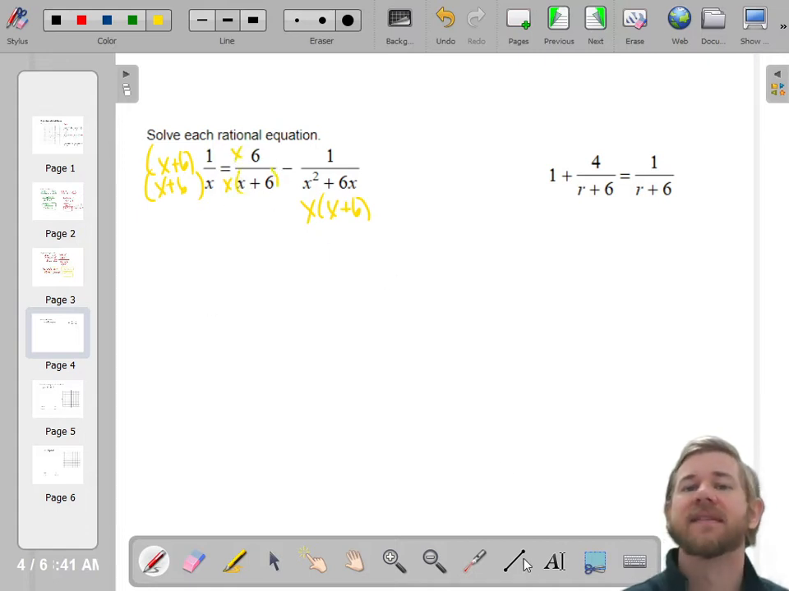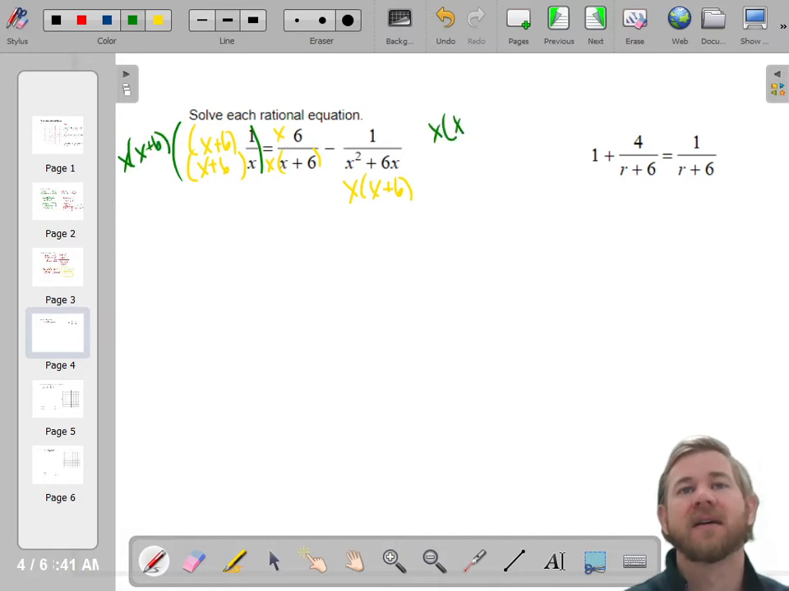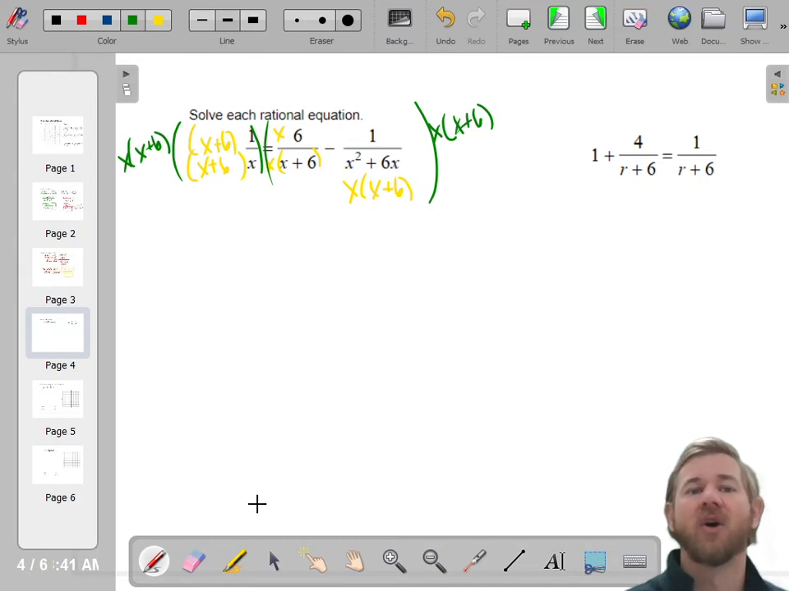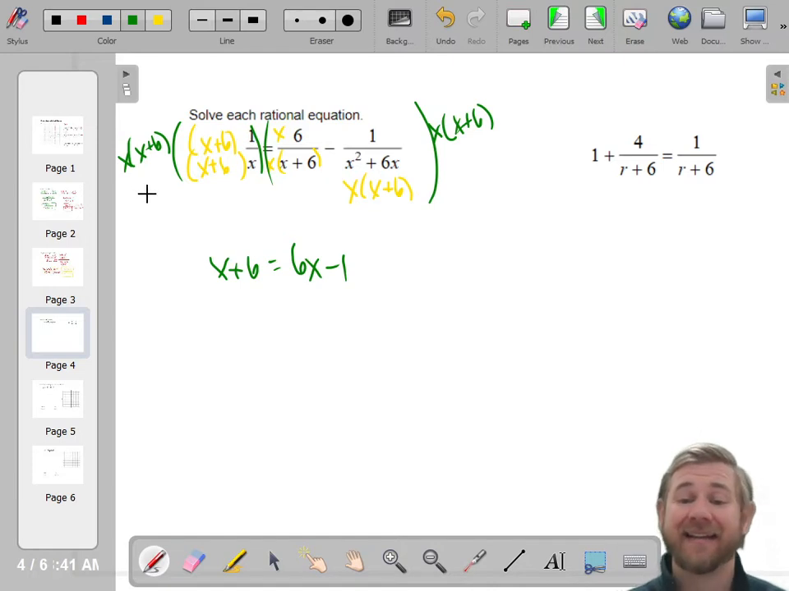And then they all have the same denominator, which, once they all have the same denominator, you can multiply both sides of the fraction times that denominator. x times x plus 6, x times x plus 6. And what happens is all the denominators go away and all that is left is the numerator. So on the left side I had x plus 6, and on the right side I have 6x minus 1. And that's it. The denominators are gone. So I have a really easy equation.